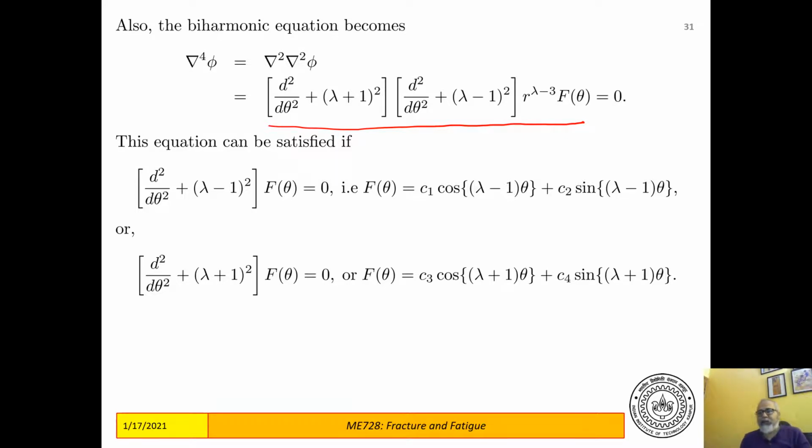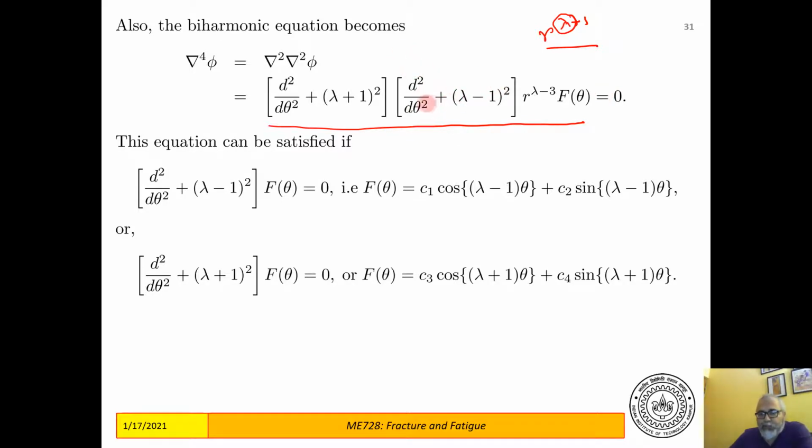It's not a function of r. The function of r we have already assumed to be of the type r to the power lambda plus 1. So we have nothing to find there except for this lambda, what this lambda is going to be. That's what we are going to do in this class. And this is what del 4 phi, the biharmonic equation, looks like.